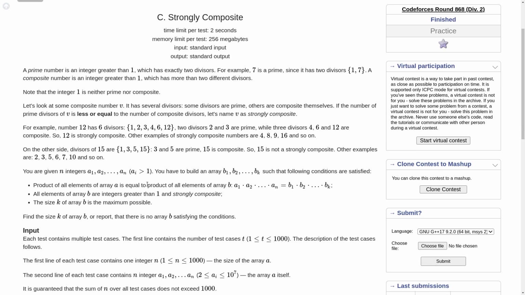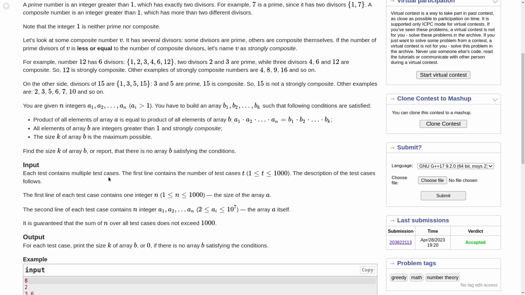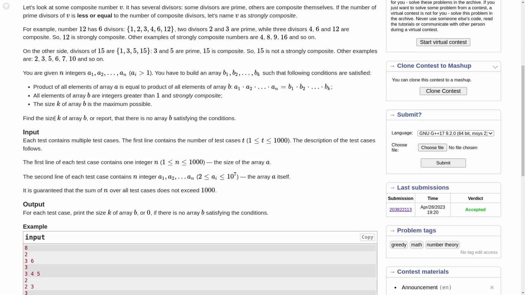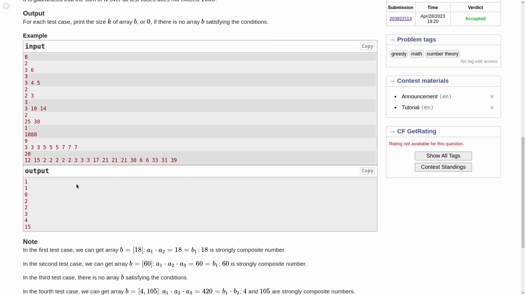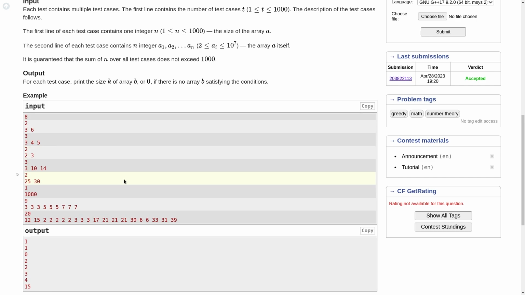Now we have been given an array a of size n, and we have to build an array of size k, right? So we don't actually have to build this array b, we'll have to output some value. So let's say that the size of array b is k. Now we have to build the array b such that the product of all the elements in a is equal to the product of all the elements in b. All the elements of b are strongly composite, and the size k of the array b is the maximum possible, right? So in this particular case, we have to print the size k of the array b, which will be the maximum size of b satisfying all the conditions, right? So this is essentially what we have to do in this particular question.